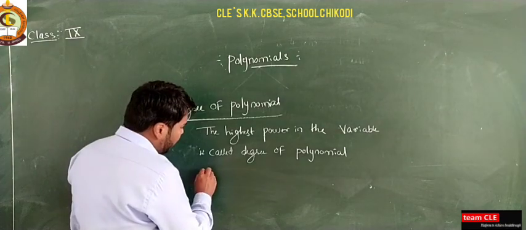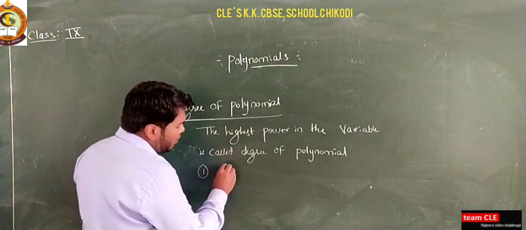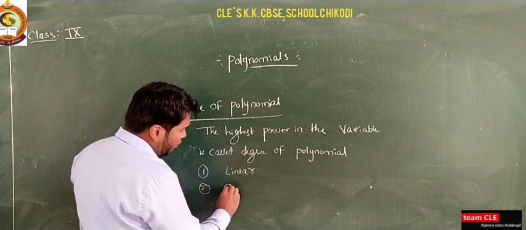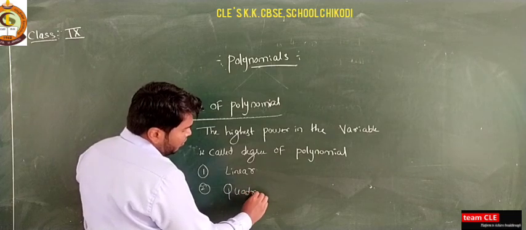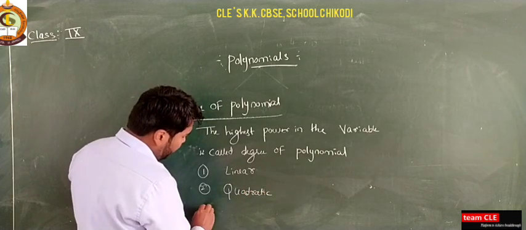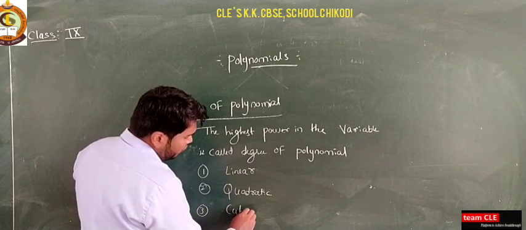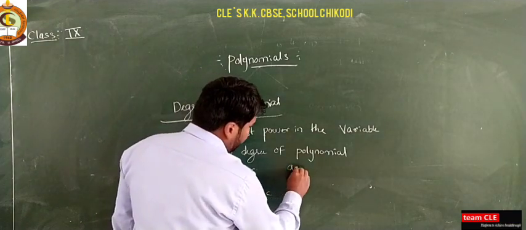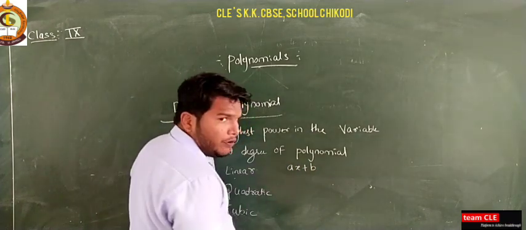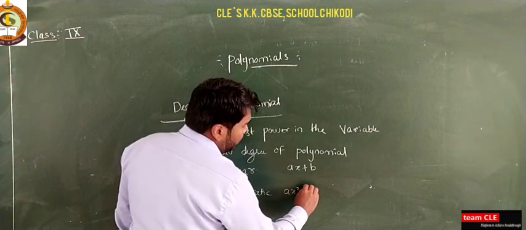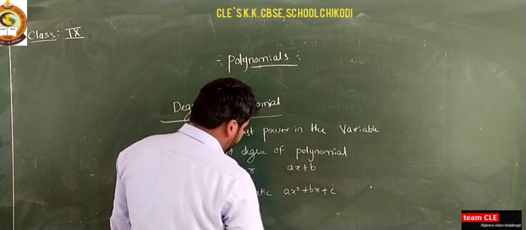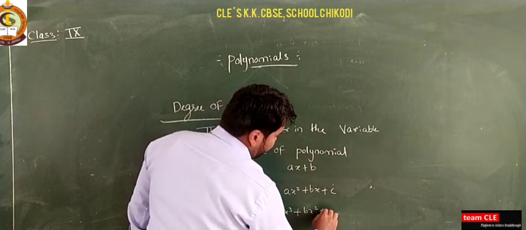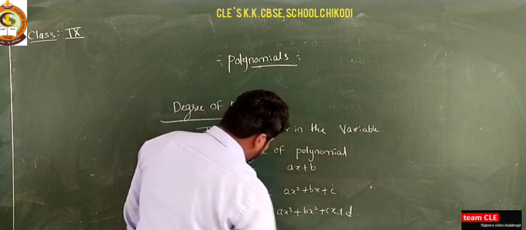So here we are having 3 types of polynomial by degree. That is linear polynomial. Second one we are having quadratic polynomial. And one more you are having as cubic polynomial. So this is up to your syllabus. Linear polynomial means the expression is ax plus b. Quadratic polynomial means ax square plus bx plus c. And similarly cubic polynomial means ax cube plus bx square plus cx plus d.